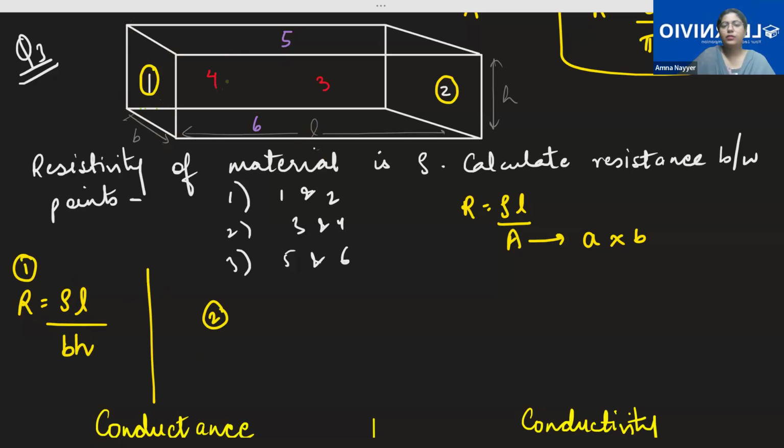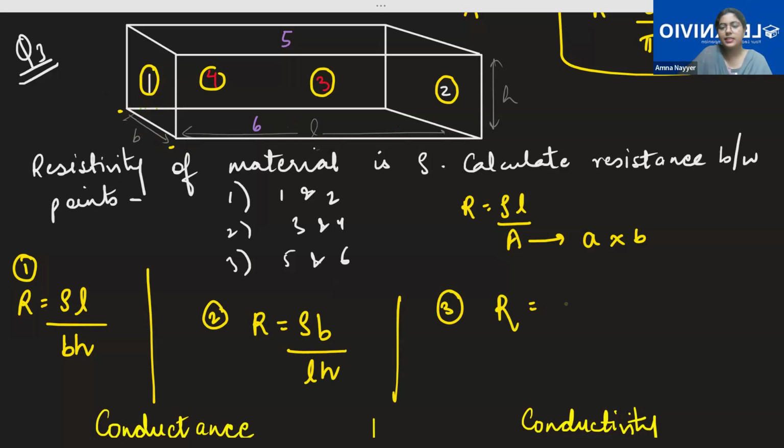See, 3 and 4. 3 and 4 means the front one and the back one, the front face and the back face. So R is equal to rho. But for the length, you take the separation between the front face and the back face. From the figure, it's clear, these faces are separated by the breadth. B is separating them. So this will be rho B divided by the area of each face, which is height multiplied by length. That is L into H.